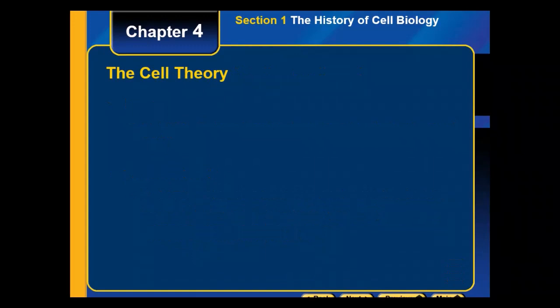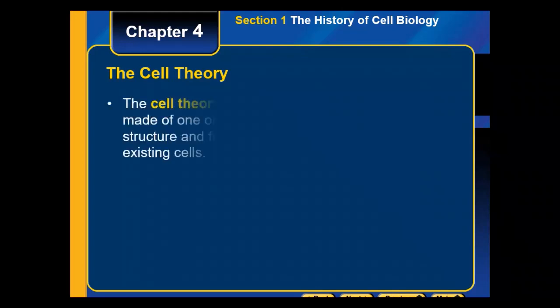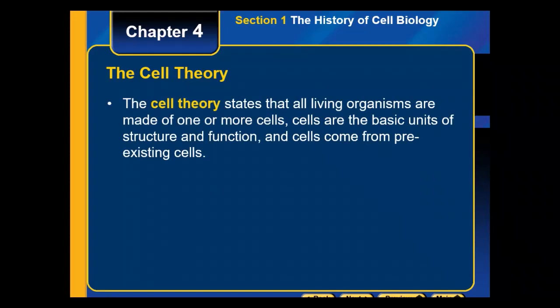Now, let's delve into the profound concept known as the cell theory, which provides a framework for our understanding of cells. The cell theory, formulated in the mid-19th century, consists of three fundamental principles. 1. All living organisms are composed of one or more cells. 2. Cells are the basic units of structure and function in living organisms. 3. Cells arise from pre-existing cells. This theory revolutionized biology and became the cornerstone of modern cell biology.